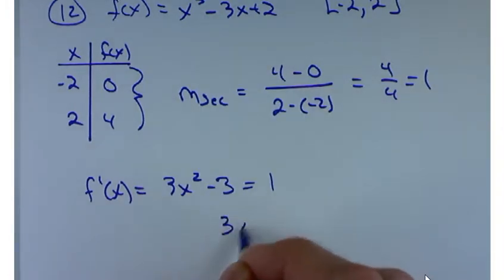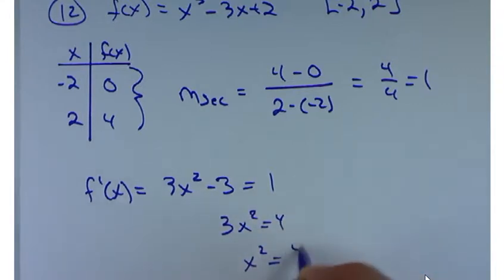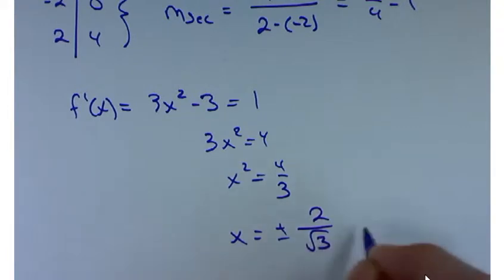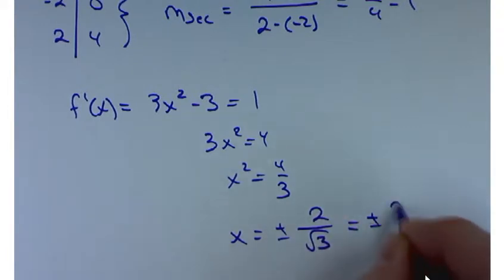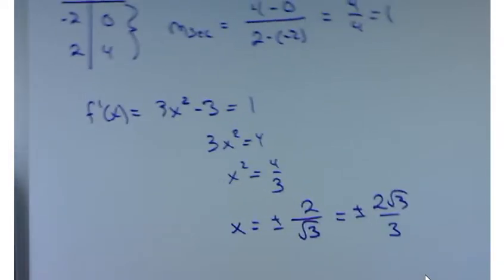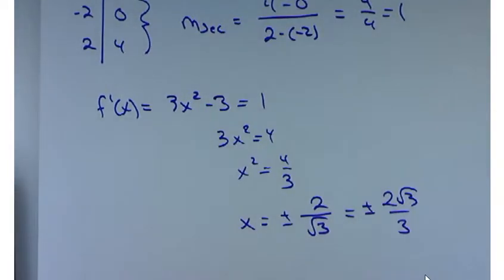Let's see. Well, if we solve it, it's going to be 3x squared equals 4. X squared equals 4/3. X equals plus or minus 2 over the square root of 3, which you could rationalize as 2 square roots of 3 over 3. So it's at this point that the function should have a derivative of 1. So let's see about that.